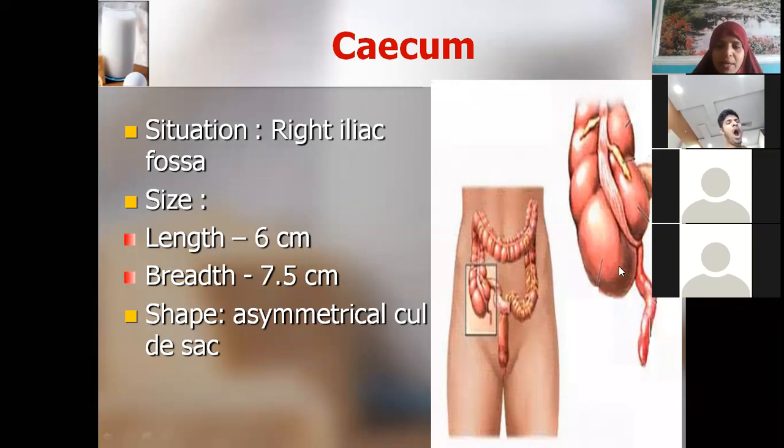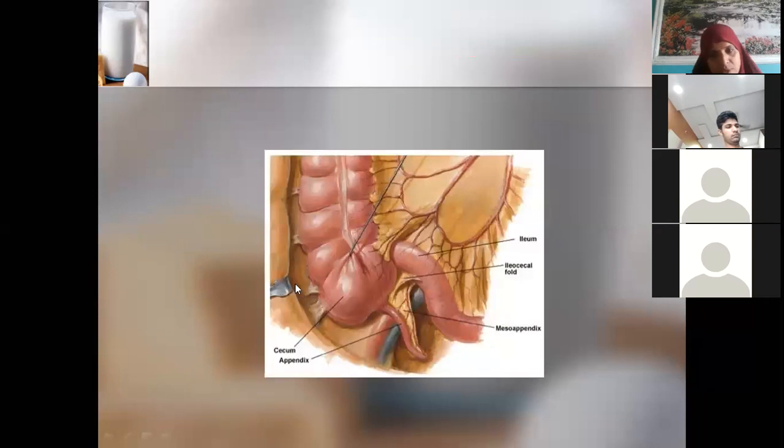Is it symmetrical? You find the right sac is a little more bulky when you compare it with the left sac. That means it is an asymmetrical cul-de-sac. Cul-de-sac means something like a bag that can be filled up. What is this? Mesentery. And what is this? The last part of the small intestine, the ileum. The ileum opens into the cecum. The ileocecal orifice will be inside.